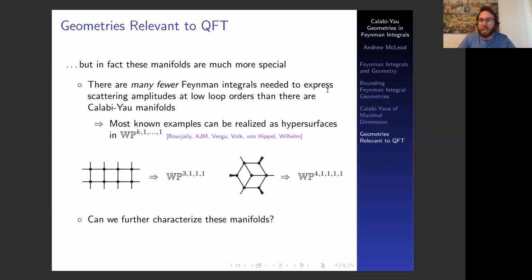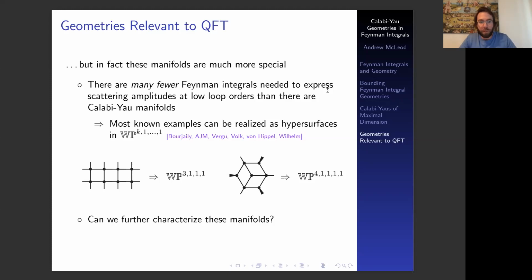But in some sense, it's not clear that we care because these manifolds are quite a bit more special than generic Calabi-Yaus. For one, there are many fewer Feynman integrals needed to express scattering amplitudes at low loop orders than there are Calabi-Yau manifolds. And moreover, we've shown that these examples, and actually some more examples, can be realized as hypersurfaces in weighted projective spaces of this type.